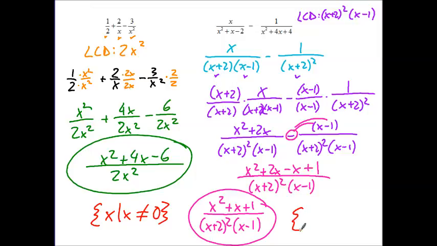For the domain restriction, we're going to go back to our fully factored form, and that tells us that x cannot be negative 2, and x can also not be positive 1. Those are our domain restrictions. Now let's move on to something a little bit more complex.